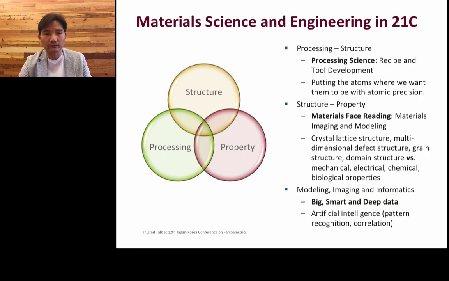So materials science and engineering in the 21st century, in a nutshell, will still keep the structure, processing, property pillars intact, but the details will be different. For processing science, I think putting atoms where we want them, at atomic precision, will be the future direction. Structure-property relationships will be a whole new thing at the multi-scale with imaging and also machine learning capability. And modeling, imaging, and informatics will go hand in hand with the big, smart, and deep data approach to enable us to go to the next level.